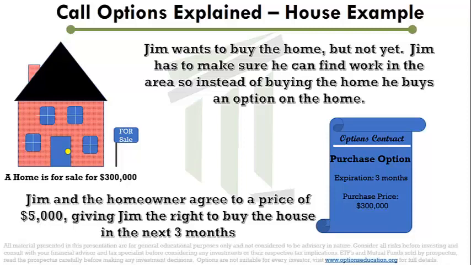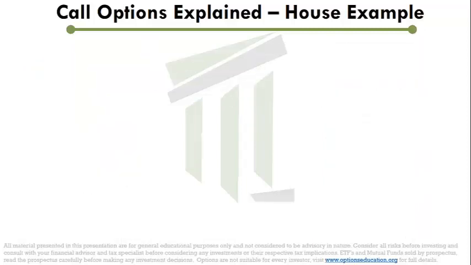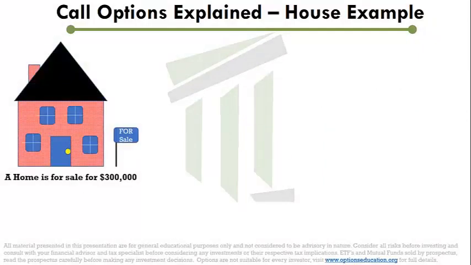Now, Jim is going to give that homeowner $5,000 for the option. This is not a down payment on the home. So if Jim decides to buy the home, his total purchase price will be $305,000. So let's look at what happens with that particular home. Now, while Jim has that home under contract, he is the controller of that home.